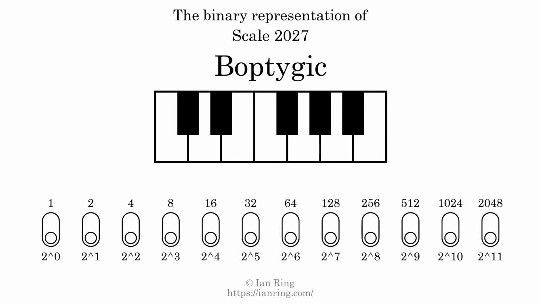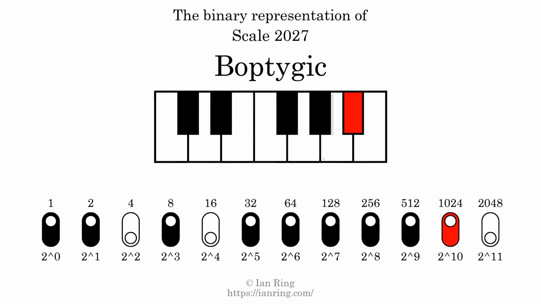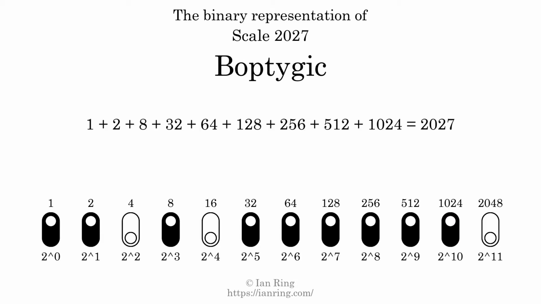The binary representation of this scale is determined by mapping tones of the scale to binary digits. Each binary digit represents a power of 2. To get the scale number, we add the powers of 2 together. The powers of 2 that are present in the scale, all added together, equals 2027. That is why the scale number, in decimal, is 2027.